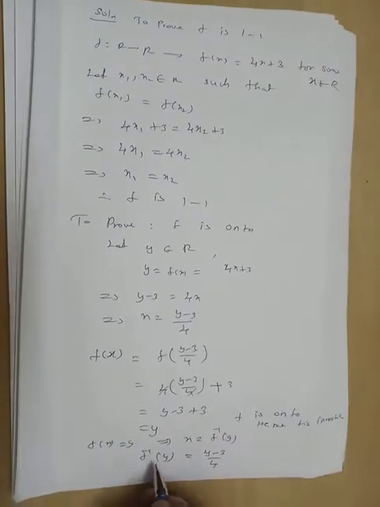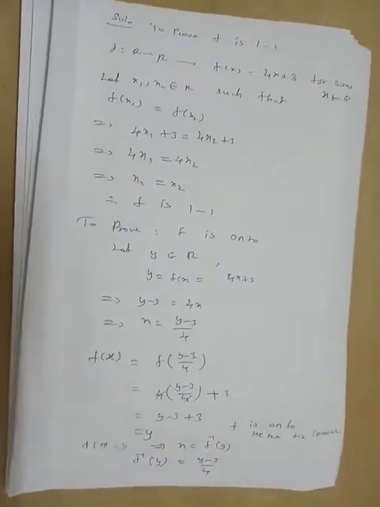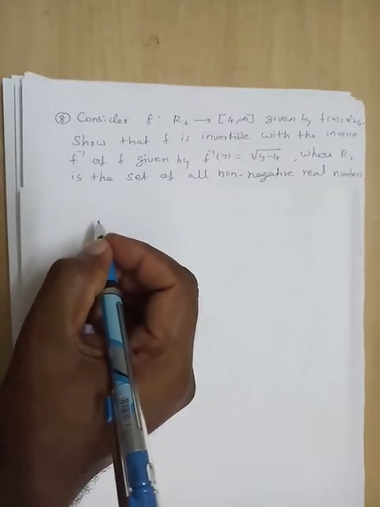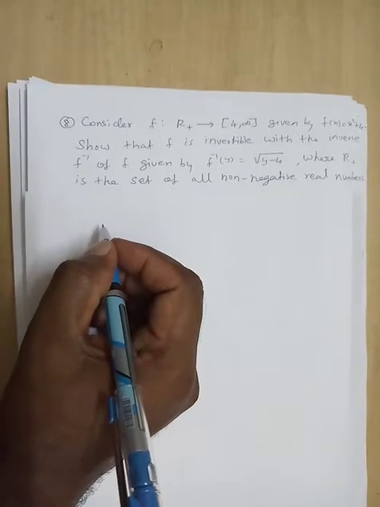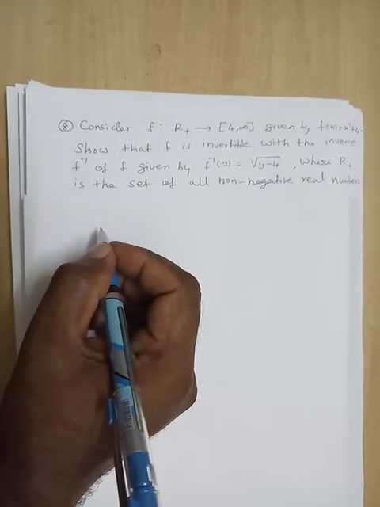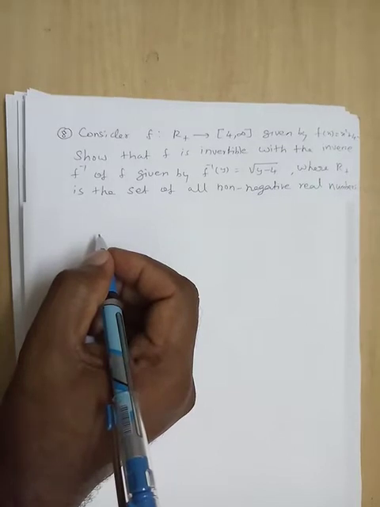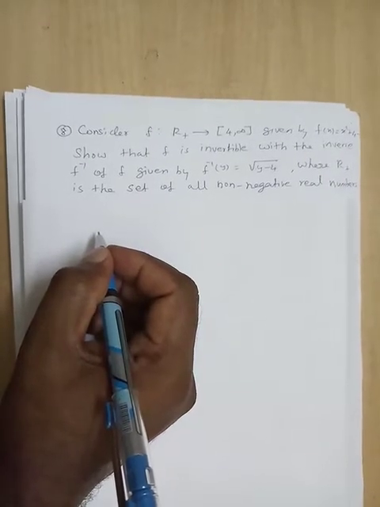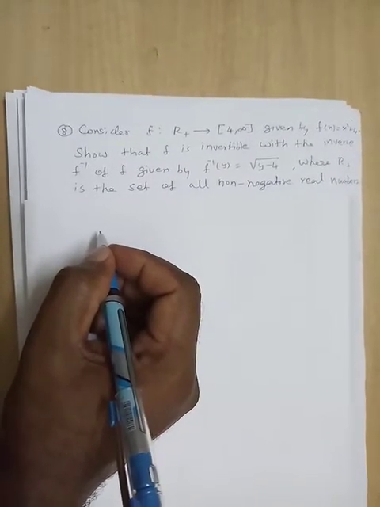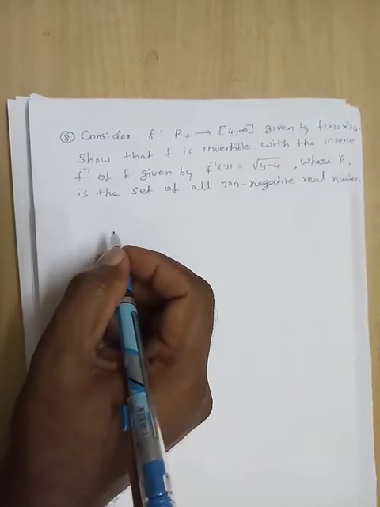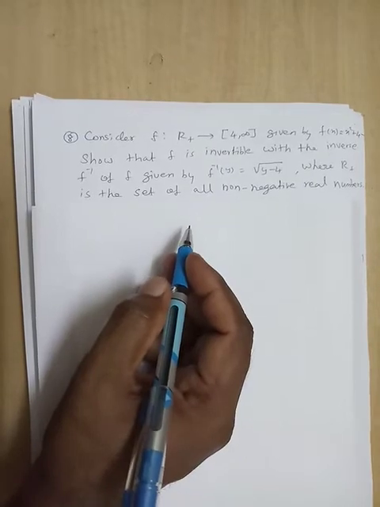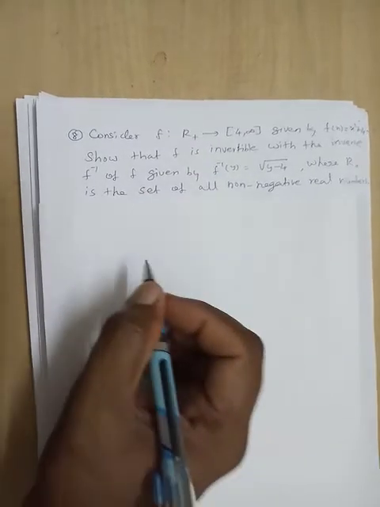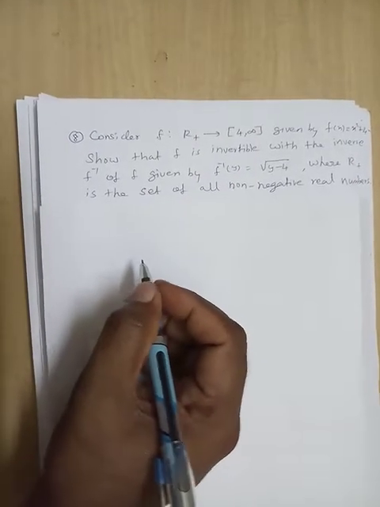That's all. Here f inverse of y equal to (y minus 3) by 4. That is the proof. Now exercise 1.3, question number 8. Consider f from R plus to the closed interval [4, infinity) given by f of x is equal to x square plus 4, so that f is invertible with the inverse f inverse of y equal to root of (y minus 4), where R plus is the set of all non-negative real numbers.